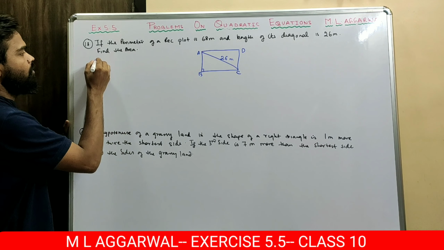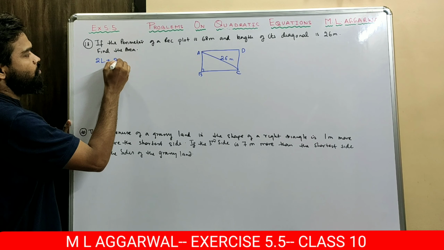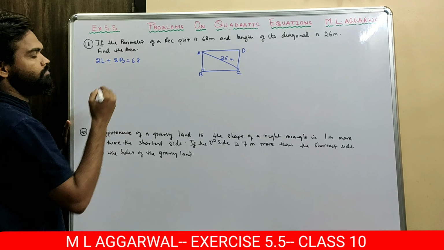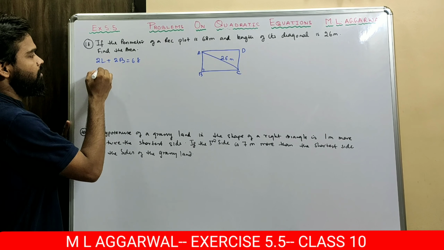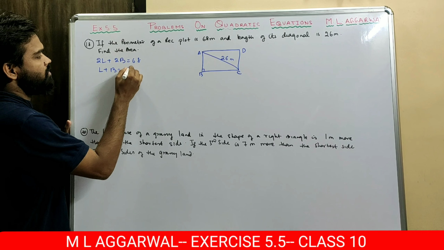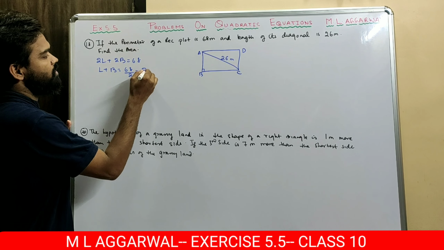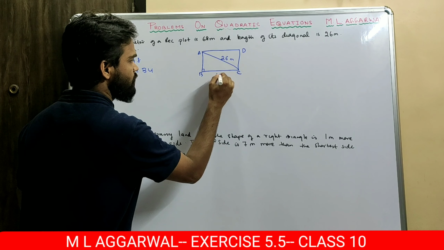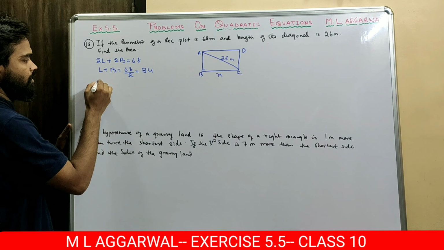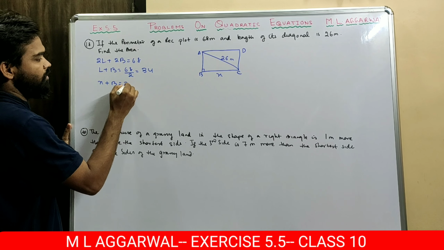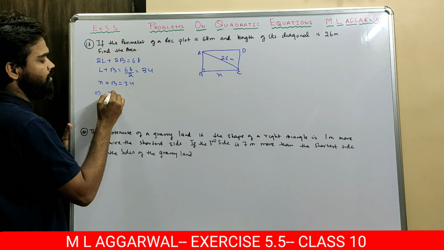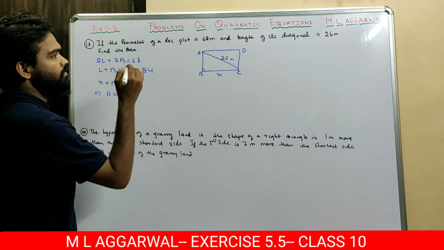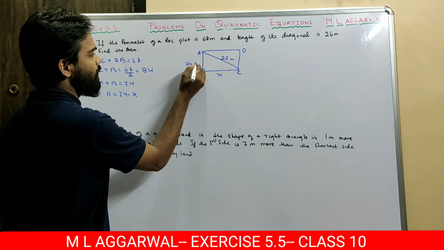Now we know twice of L plus twice of B is 68, which is the perimeter, which means, can I write L plus B is 68 by 2, which is 34. So if I take, suppose, the length as x, so x plus b is 34. So your b will be 34 minus x.